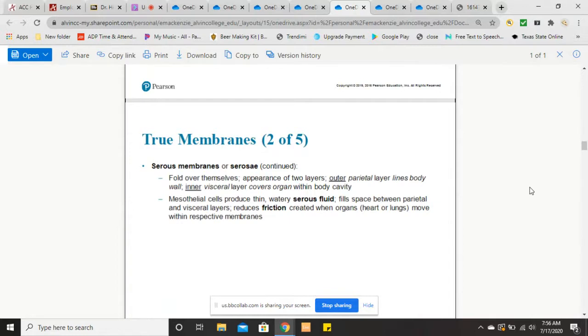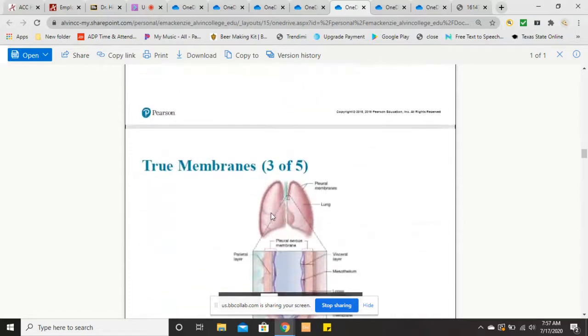It still has its two layers. There's an outer parietal layer touching the walls to the cavity and an inner visceral layer touching the organ. So the layer touching the lungs will be the visceral pleura. I could ask those same questions again. And you know the serous membrane makes a serous fluid to separate those two layers to reduce friction. None of this is new. You knew all about the serous membrane already.